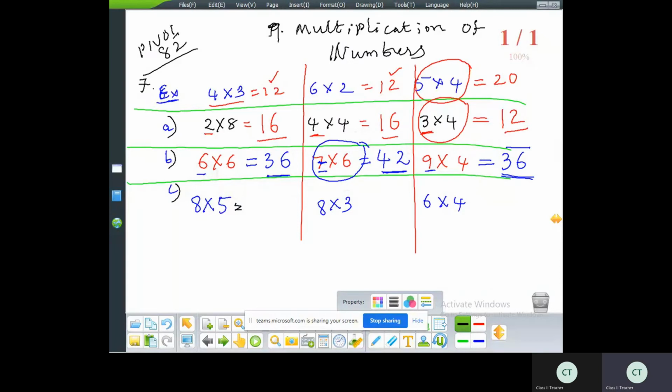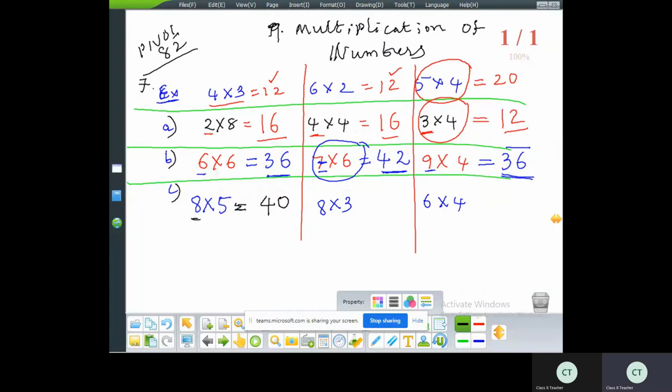First one, 8 fives are 8 times of 5 or 8 into 5. 8 is multiplied by 5. Now read 8 table. 8 ones are 8. 8 twos are 16. 8 threes are 24. 8 fours are 32. 8 fives are 40. Our product is 40.